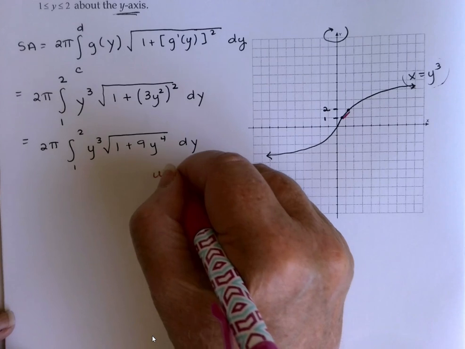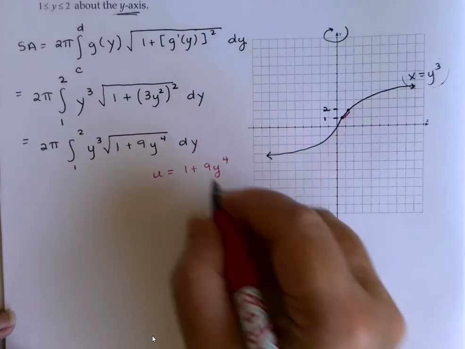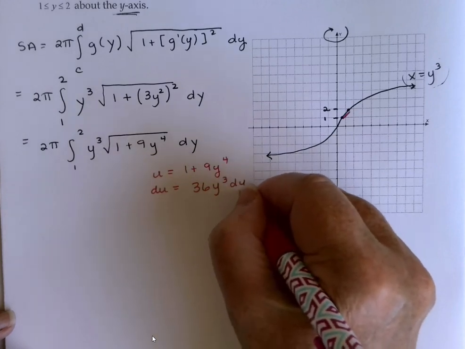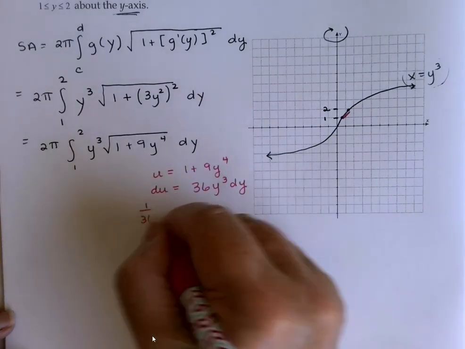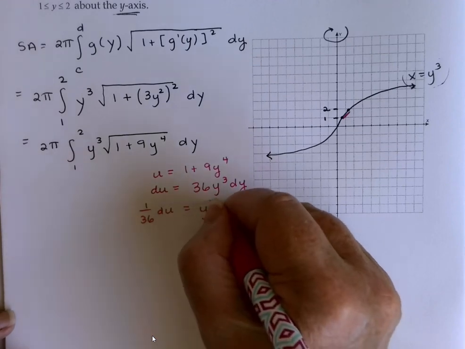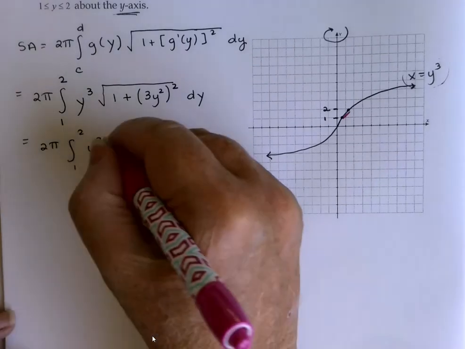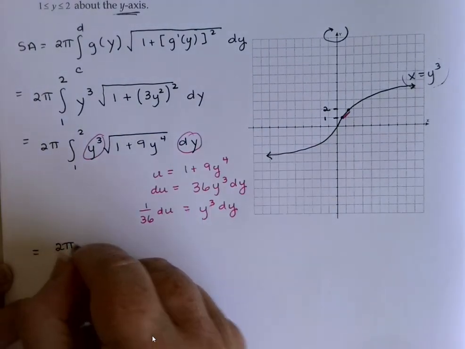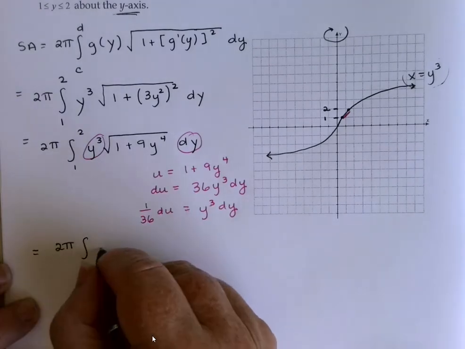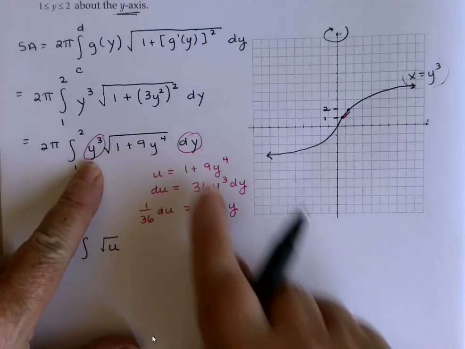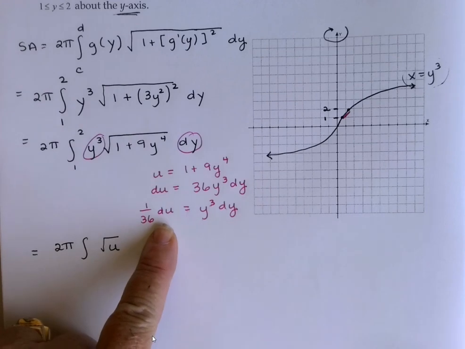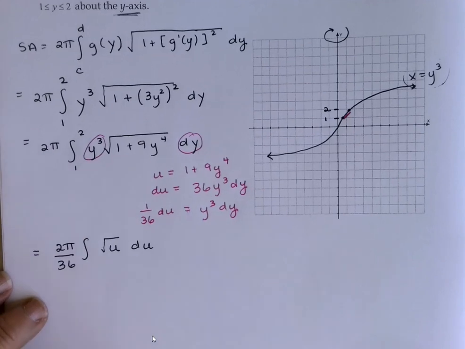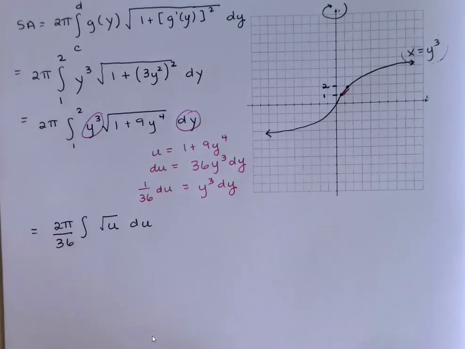Let's see, I'm going to let u be 1 plus 9y to the 4th. So du is going to be 36y cubed dy, and 1/36 du is equal to y cubed dy, which I have right here. So I'm going to have 2 pi times the integral of, that becomes square root u, and then the y cubed dy, I'll replace with 1/36 du. I'm actually going to divide out the 36 on the outside of the integral. Just put the du inside. I won't put my limits of integration right now because the 1 and the 2 are y values, not u values.